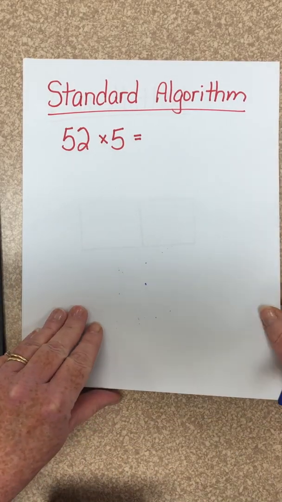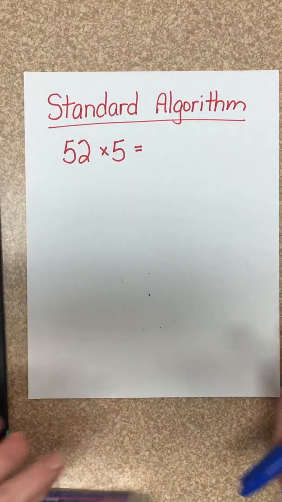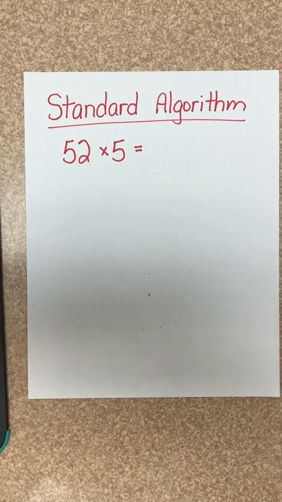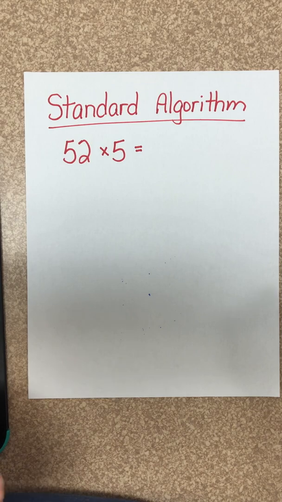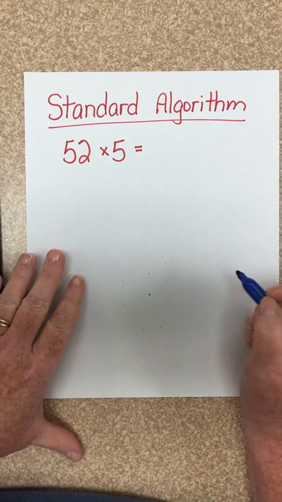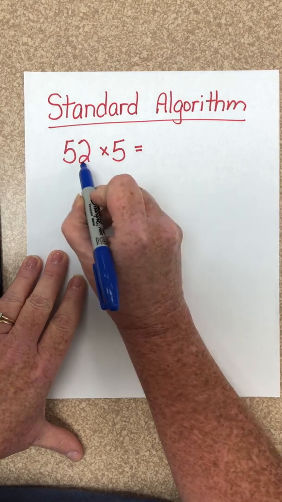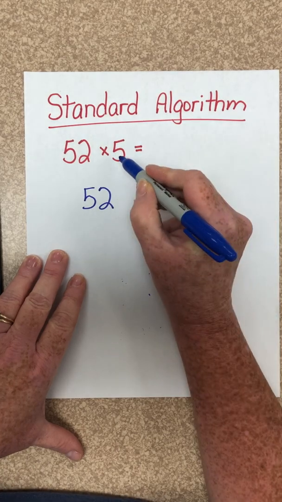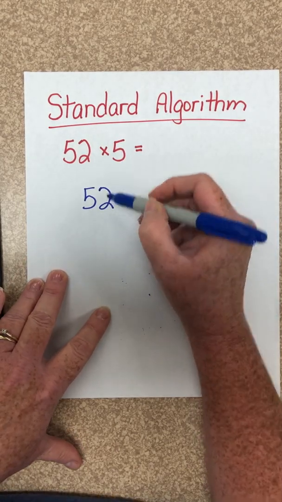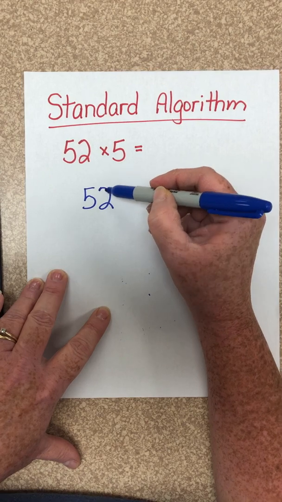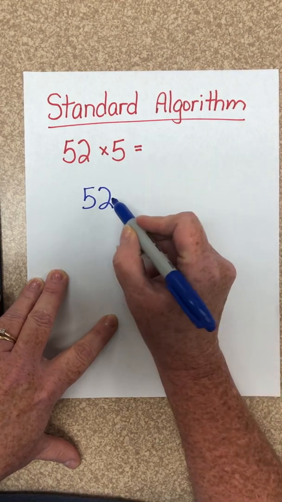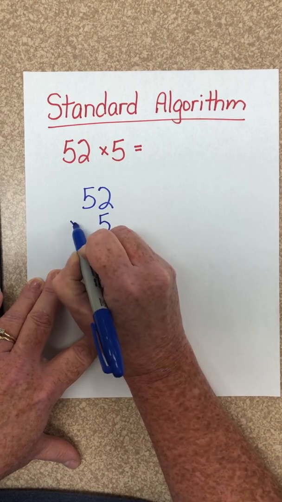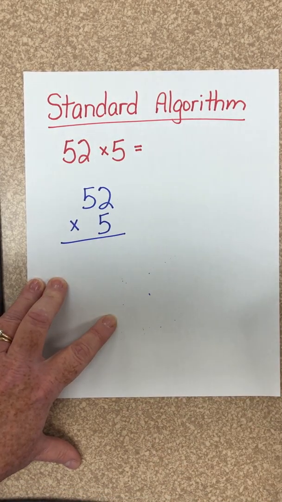Now let's look at a problem using standard algorithm. If you notice that the problem is written horizontally, 52 times 5, let us look at how we write that vertically. So what we do is we look for the number with the most digits, and that would be 52. We're going to put that number on top. Then your other number needs to be written aligned on the right column below that number that is in ones place. And now we can begin.